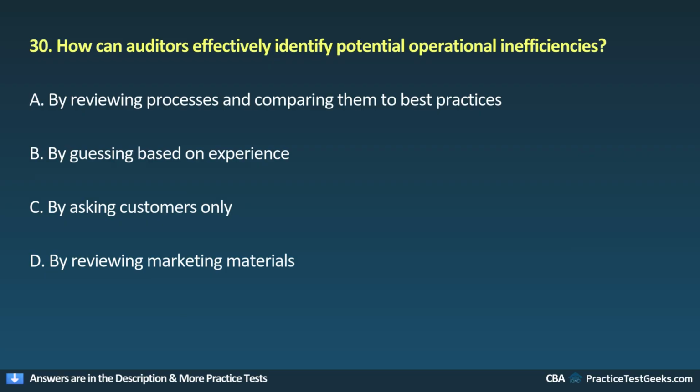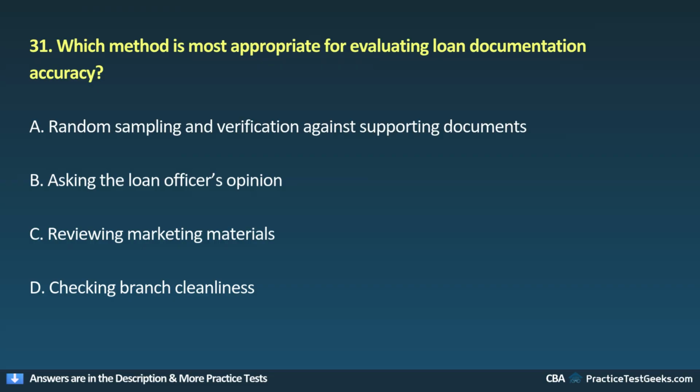A. By reviewing processes and comparing them to best practices. B. By guessing based on experience. C. By asking customers only. D. By reviewing marketing materials. 31. Which method is most appropriate for evaluating loan documentation accuracy?